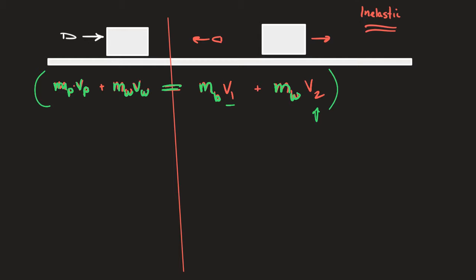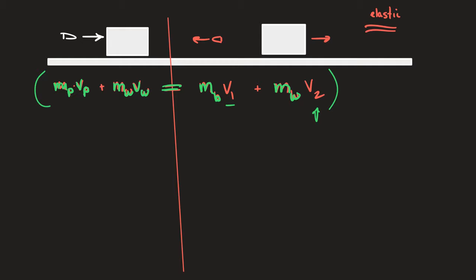That's why most of the questions on the exam tend to be perfectly inelastic. Because just have the bullet get embedded in the block. It makes it easier. On the other hand, we could dive into the realm of elastic collisions. Now, elastic collisions offer us more information.